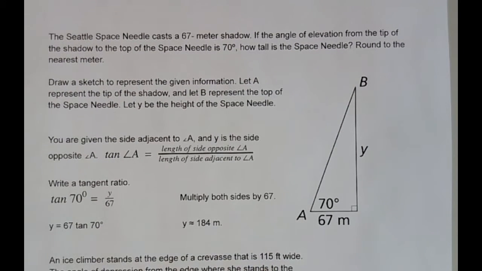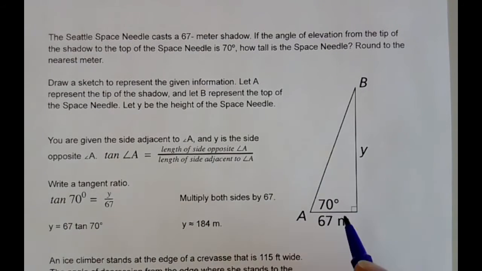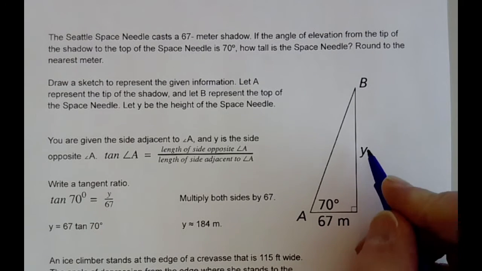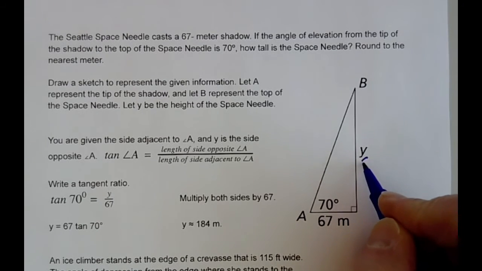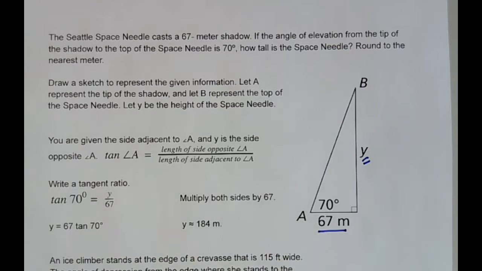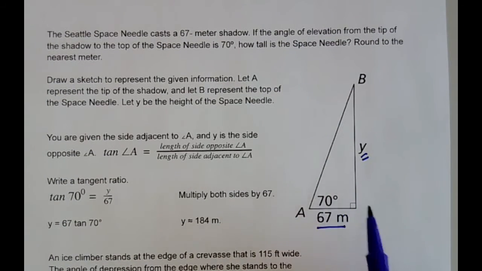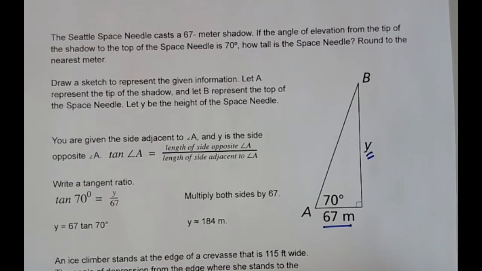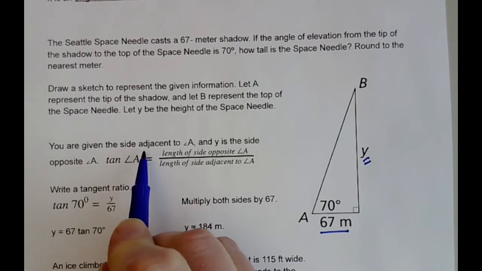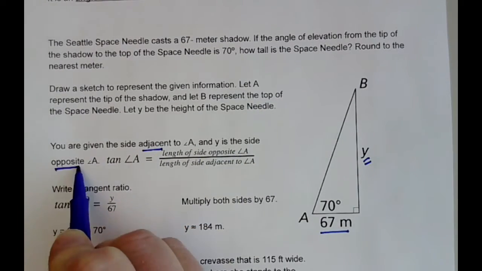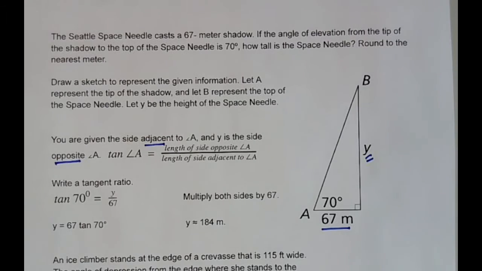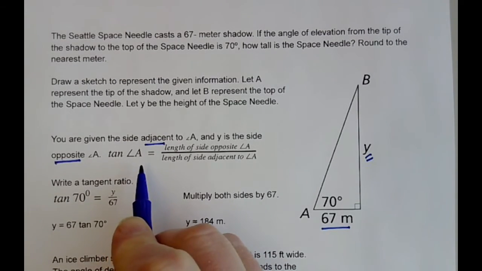The Seattle Space Needle cast a 67-meter shadow, depending on where the sun is, obviously. If the angle of elevation from the tip of the shadow to the top of the Space Needle is 70 degrees, how tall is the Space Needle? So this is how tall it is right here. This is its shadow right here. And here's my angle of elevation, 70 degrees. Now, we know we have adjacent and opposite, so we're going to use tangent.